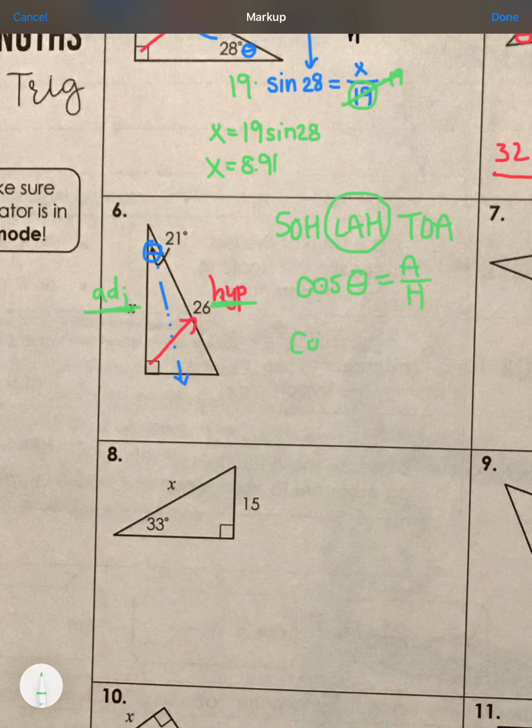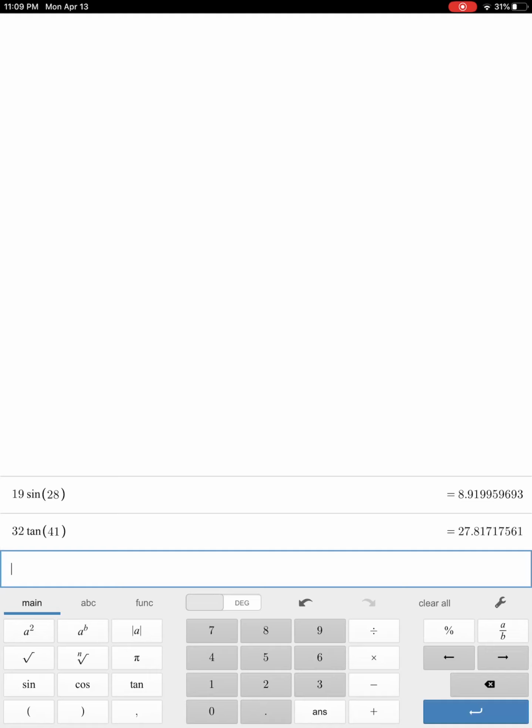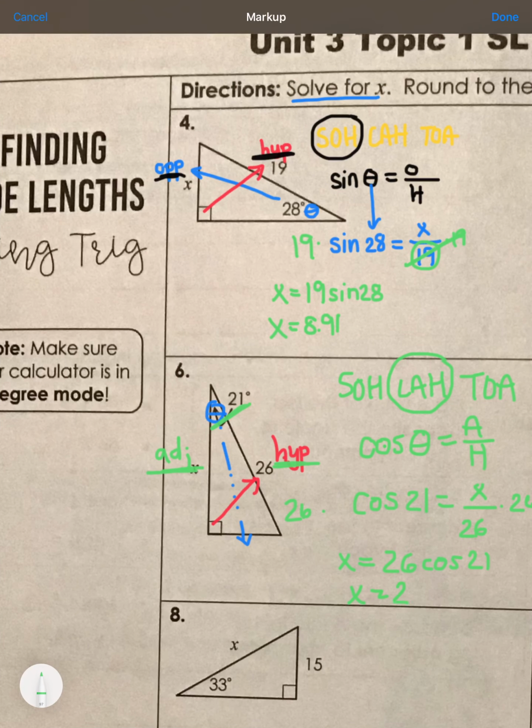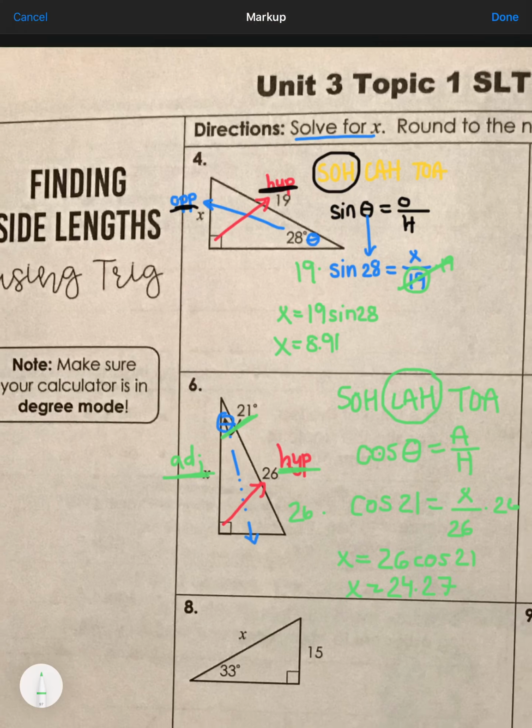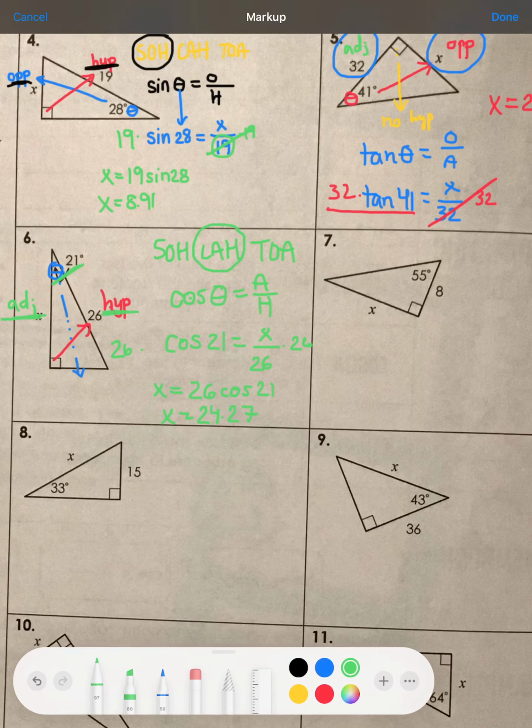That means I'm looking for A and H. So it's going to be the CA. So cosine of theta equals A over H. And you just fill everything in. Cosine of 21, because that's our angle, equals the adjacent, which is x, over 26. To get rid of the 26, you multiply it on both sides. So you get x equals 26 cosine 21. Put that in your calculator. You get 24.27.